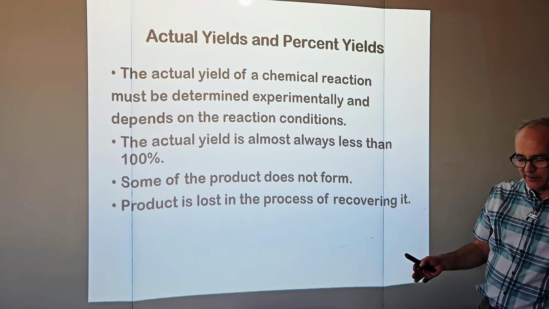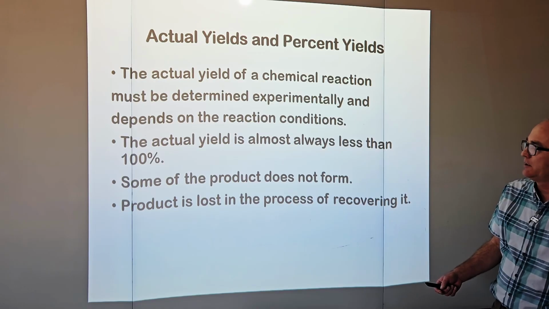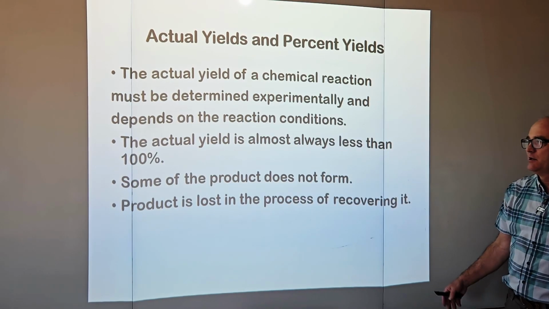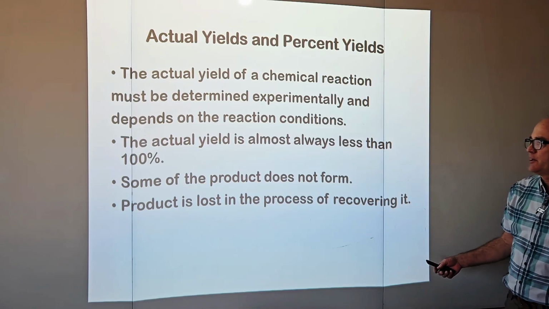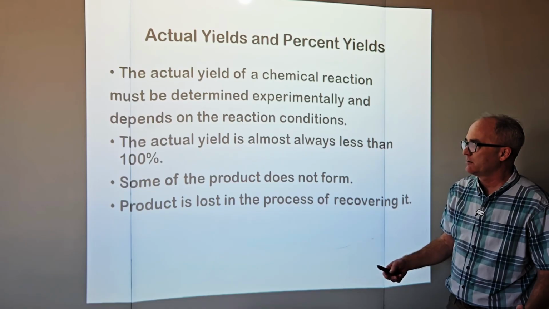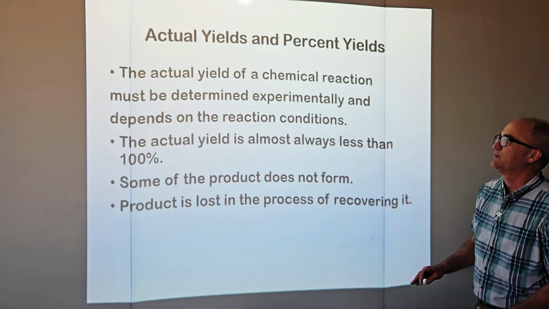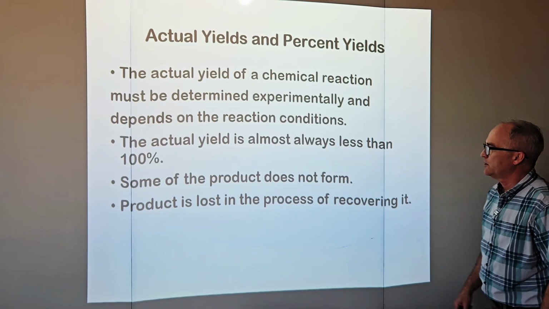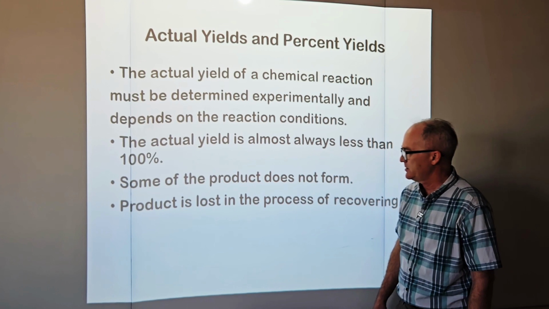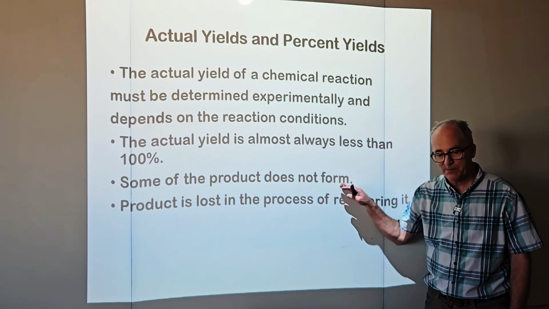The actual yield of a chemical reaction, you just got to do the reaction and get it. That means it's determined experimentally and can depend on the reaction conditions. Like in the pancake analogy, I had the stove turned up too high and I didn't pay attention at the beginning. The actual yield is almost always less than 100%. So here it says some of the product does not form.